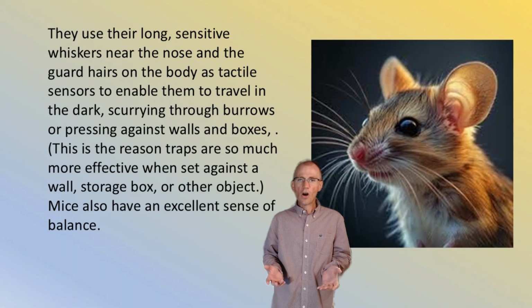They use their long, sensitive whiskers near the nose and the guard hairs on the body as tactile sensors to enable them to travel in the dark, scurrying through burrows, or pressing against walls and boxes. This is the reason that traps are so much more effective when set against a wall, storage box, or other object. Mice also have an excellent sense of balance.